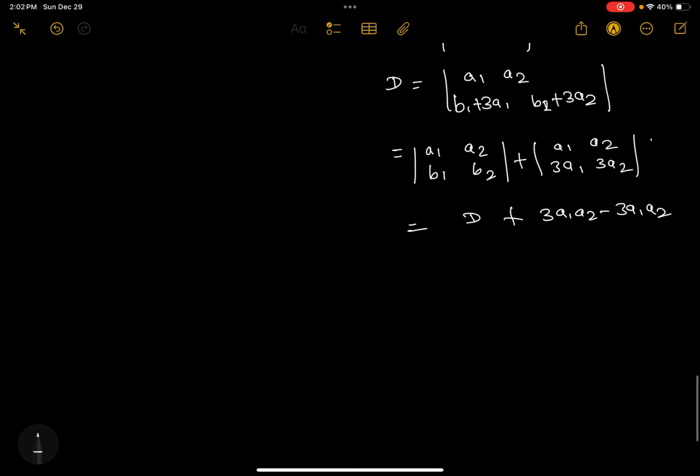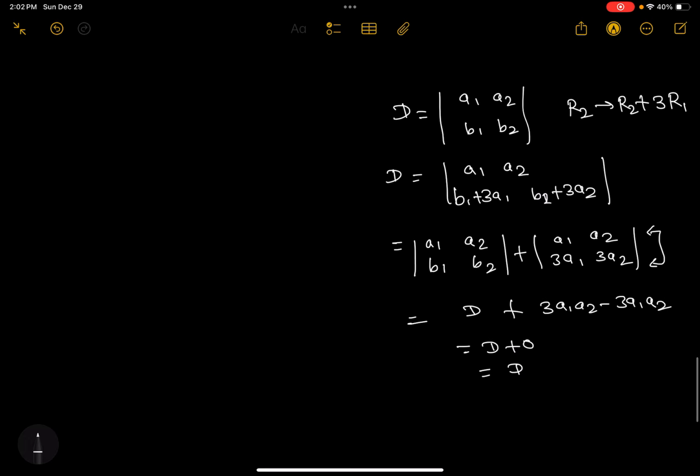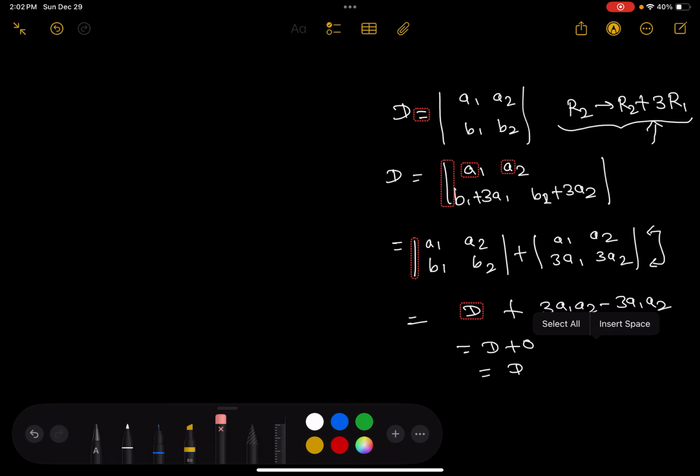So whenever there is an identical row, meaning a row that just differs by a multiple, the determinant always goes to 0. So this is d plus 0, and that's why they are the same. Now the moral of the story is you can always perform this row operation, where you add a multiple of a row to another row, and still have the determinant unchanged. So that's the property of the determinant, and we will use this now.